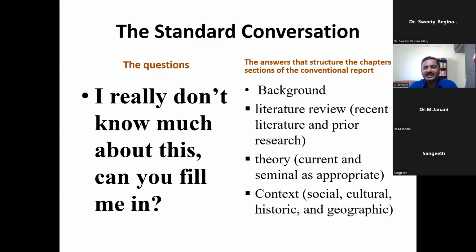And then, I don't really know much about this. I'm new to this area. Can you fill me in? Then you give them the literature review. You see, many researchers have studied this. It is not that I set out to study it for the first time. Many researchers have set out answering this question, and they have all answered this way. I'm not fully satisfied. I still find a gap there. So I'm getting into research on this particular topic with these questions, with this hypothesis. That's what you will explain, right?